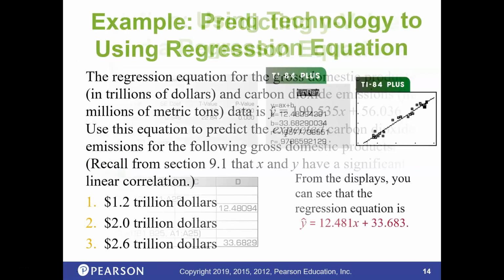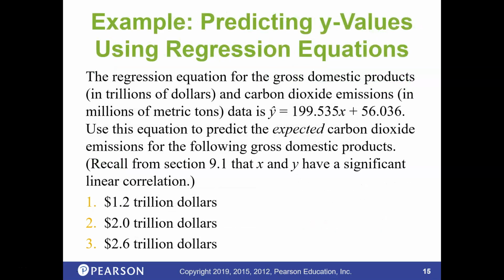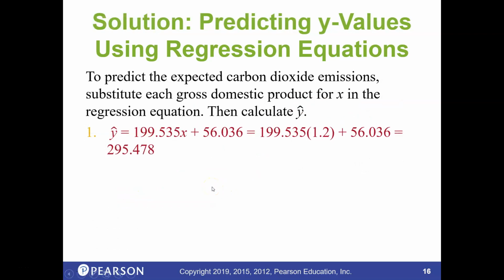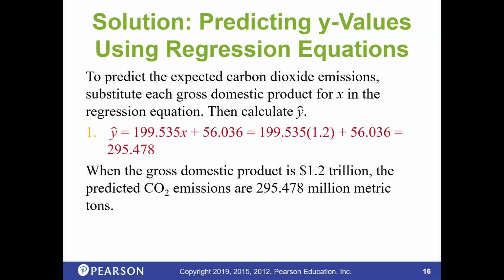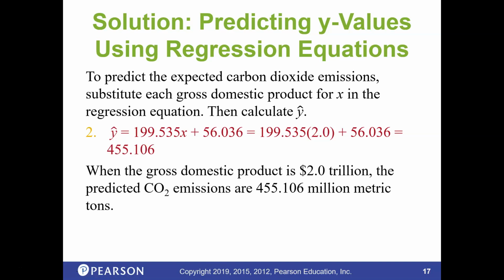So we can take all these values and plug them into a least squares equation. That's all we're doing here. If I have this least squares equation line that we just calculated, I take this x value of 1.2 and plug it into the equation, 199.535 times 1.2 plus 56, and we get our predicted value. So that's all I'm doing here with each of these predicted values. We plug them into that equation of the least squares regression line and get predicted y values.